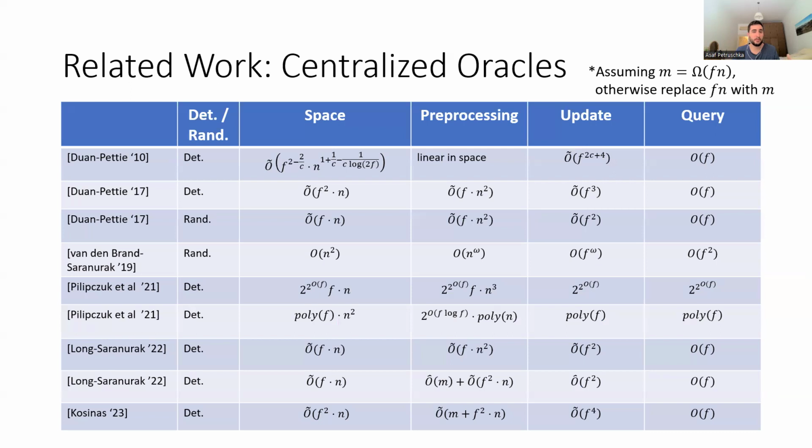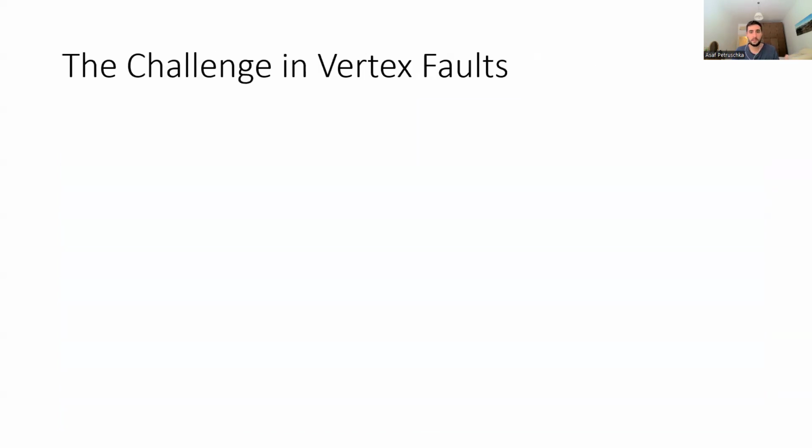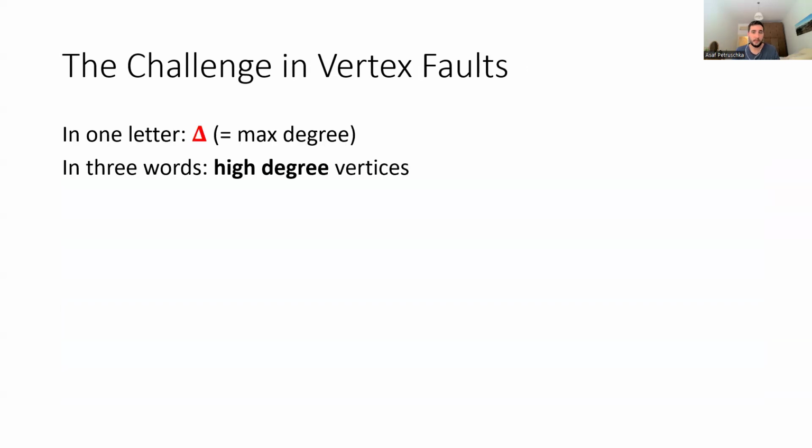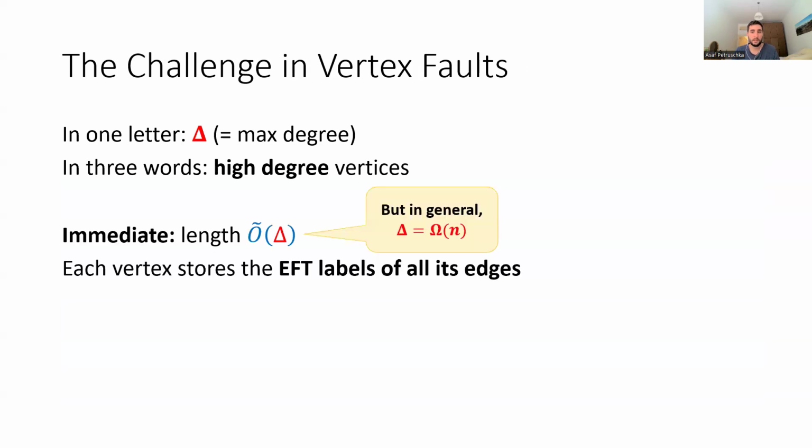So unlike the distributed labeling counterpart, this centralized version of the problem has been extensively studied, and it is very well understood by now with some conditionally optimal bounds, as demonstrated here in the table. So we also see that there is a gap between the centralized version and the distributed version of the problem. So what's the challenge in vertex faults rather than edge faults, which we understand pretty well? To sum it up in one letter, it's delta, the maximum degree in the graph. So the challenge comes from high degree vertices.